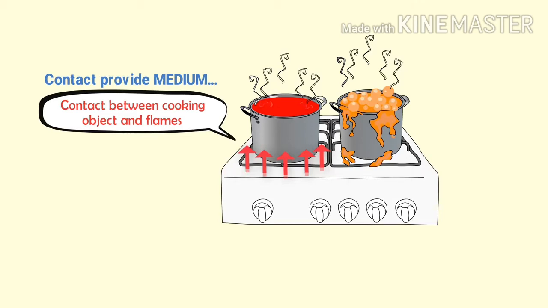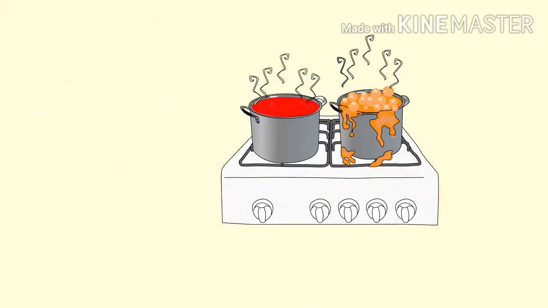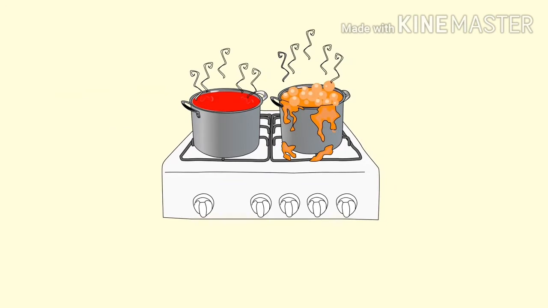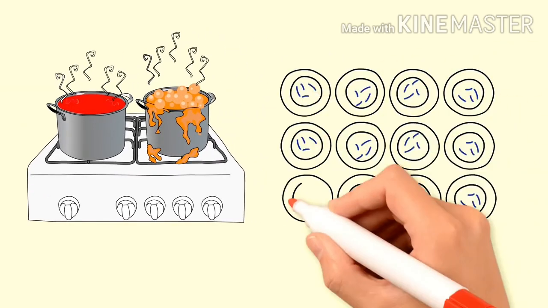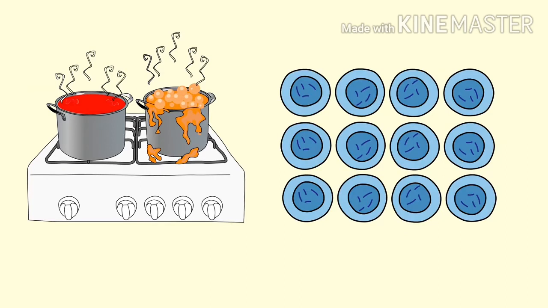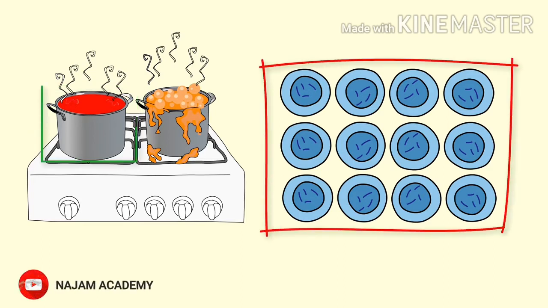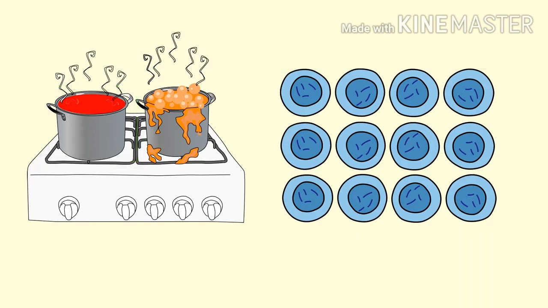Now, let me give you a deep dive so that you could learn the scientific explanation behind this phenomenon of heat transfer. We know that cooking objects are made up of metals. The atoms of metals are closely packed together in a uniform three-dimensional pattern. When you place this cooking object or pot made up of atoms on fire, the atoms of this object get heat energy and start vibrating vigorously.